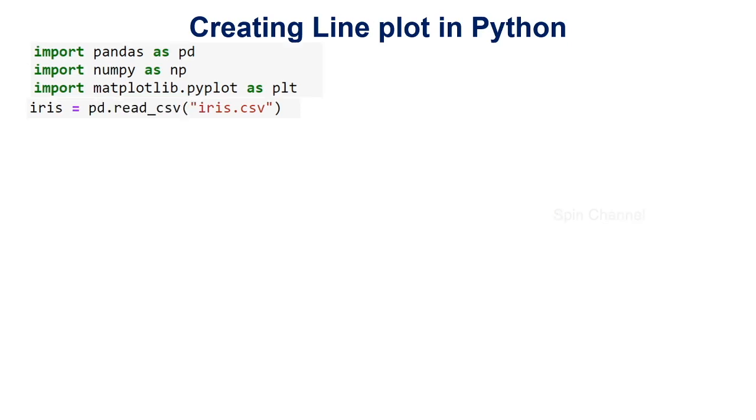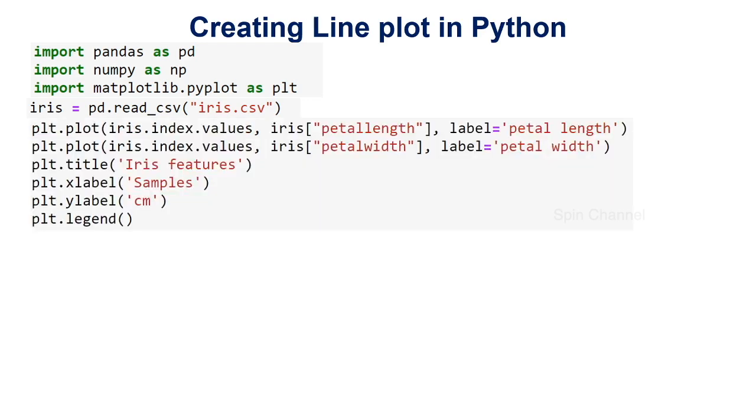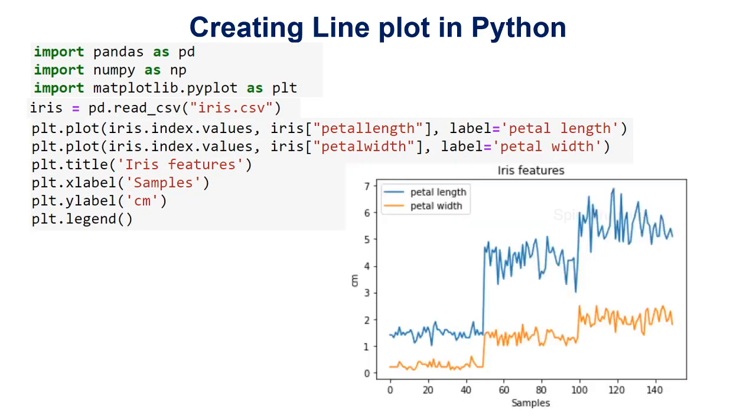Let us try to plot two features in the same plot. So let us consider the petal length and petal width. So this plot compares two features for all classes of the iris dataset, petal length and petal width.